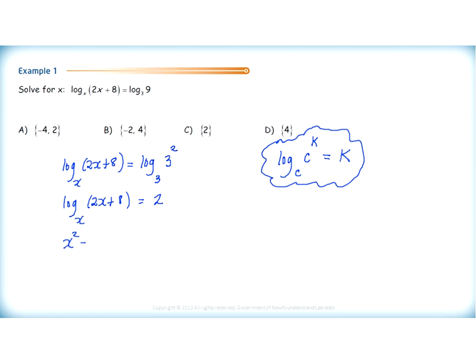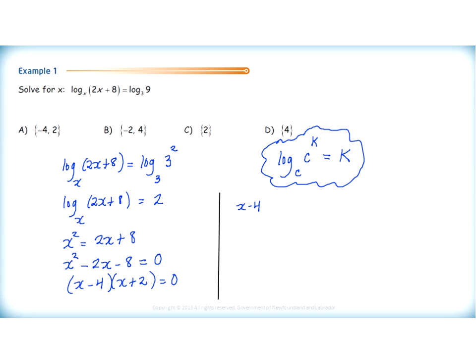Now we will take this equation and convert it to exponential form. So we have x squared is equal to 2x plus 8. Bringing all terms to one side, x squared minus 2x minus 8 is equal to 0. This can be factored as x minus 4 times x plus 2 is equal to 0. Continuing, we have x minus 4 is equal to 0 when x is equal to 4. As well, x plus 2 is equal to 0 when x is equal to a negative 2.